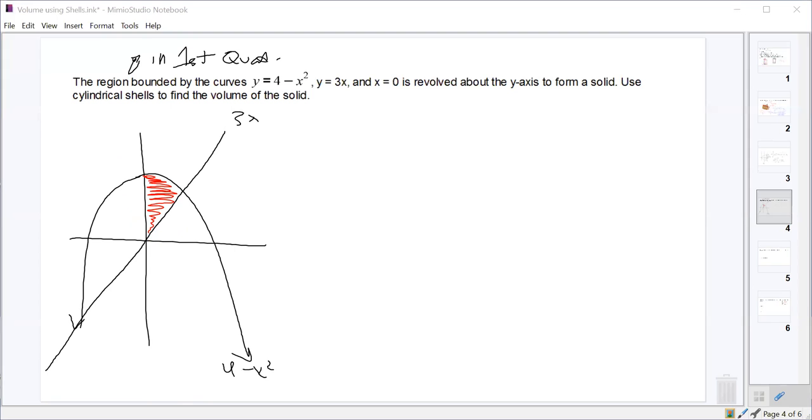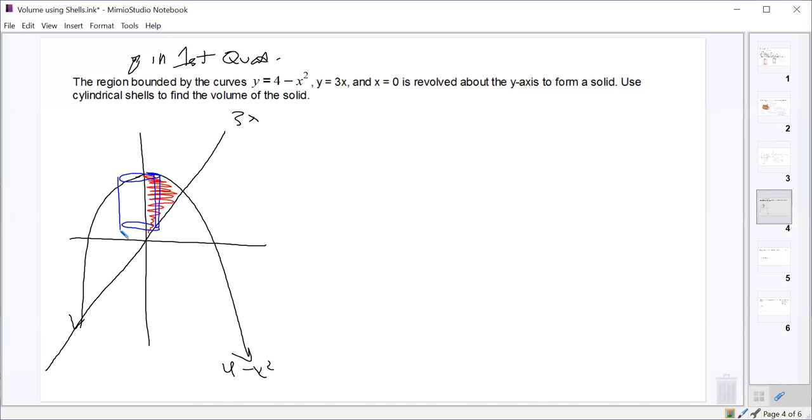Okay, cool. All right, and we're revolving this around which axis? The y-axis, right? So if I'm going to revolve around the y-axis, what's the first step here? We sketched the graph, we found the region. What's the first step after that? Sketch a typical rectangle. That rectangle should be parallel to the axis you're revolving around. There it is. There's my typical rectangle. Then we'll sketch the shell, which just means I'm revolving that little rectangle around the y-axis.